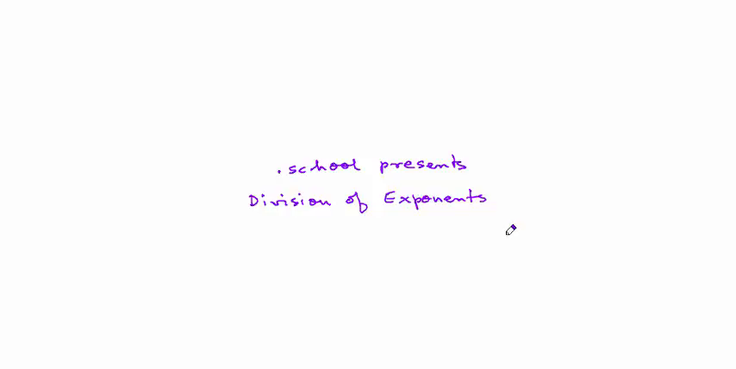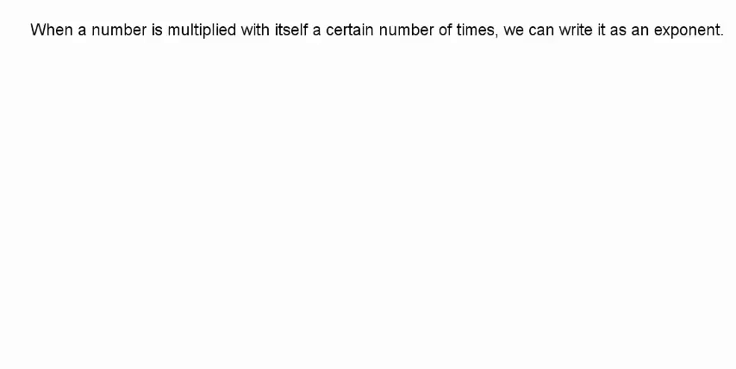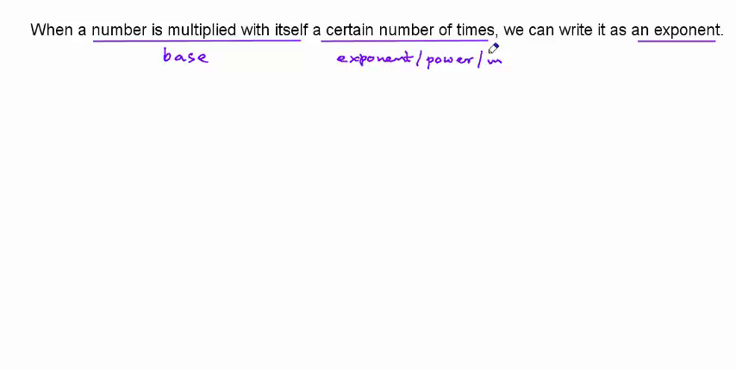This skill presents division of exponents. Recall that when a number is multiplied with itself a certain number of times, we can write it as an exponent. The number that multiplies with itself is called the base, and the number of times it multiplies with itself is called the exponent, also called the power or the index.